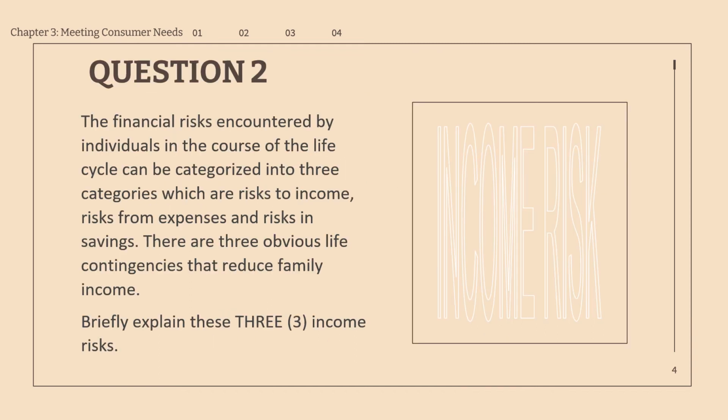The second question is, the financial risks encountered by individuals in the course of the life cycle can be categorized into 3 categories, which are risk to income, risk from expenses, and risk in savings. There are 3 obvious life contingencies that reduce family income. So the question asked is to explain this income risk.